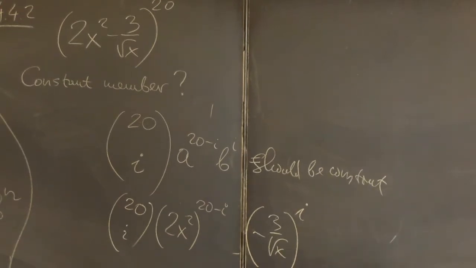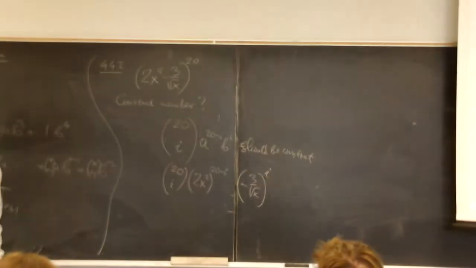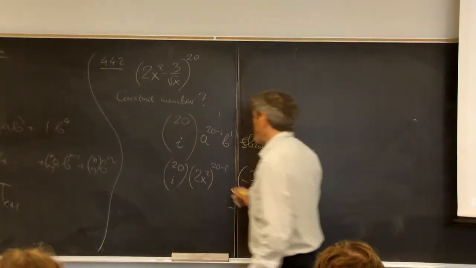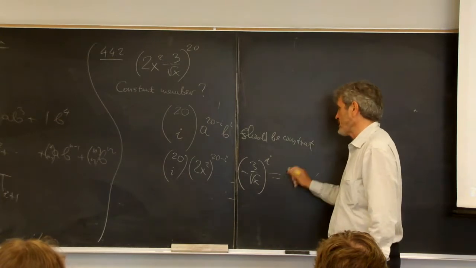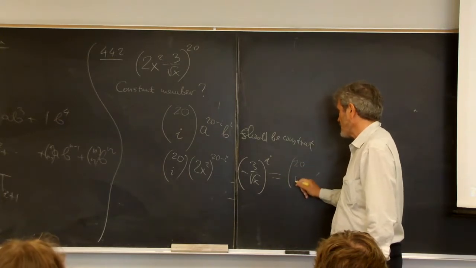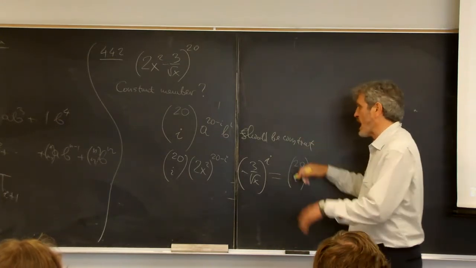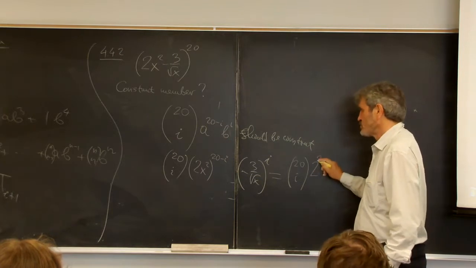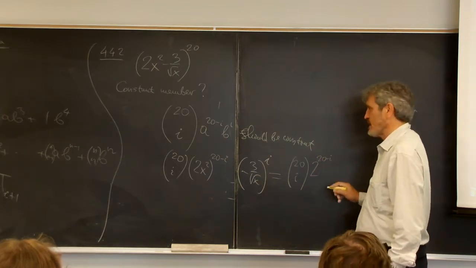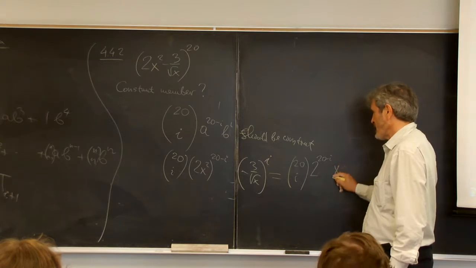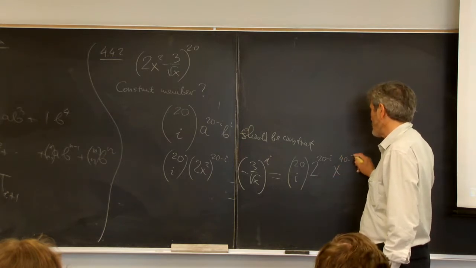So who will tell me who is I? Numbers or x's? Because if I want a constant member, that means x must cancel out. X must disappear. So that's why I will pay particular attention to what's happening with x's, and I'll just copy the number. So 20 choose I doesn't bother me. 2 to the 20 minus I doesn't matter. This is what matters: x to the 40 minus 2I.